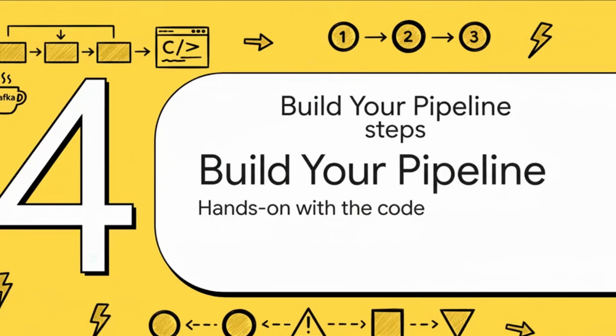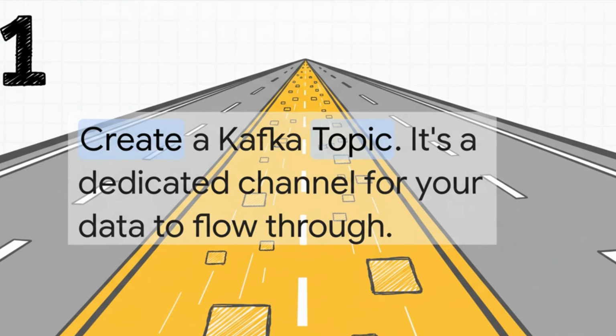All right, time for the main event. Let's build this thing. And trust me, it's not nearly as complicated as it might sound. We're going to do this in just 3 straightforward steps. First things first, we need to create a channel for our data to flow through. It's like paving a new lane on the data highway just for our messages. In the world of Kafka, this is what we call a topic.